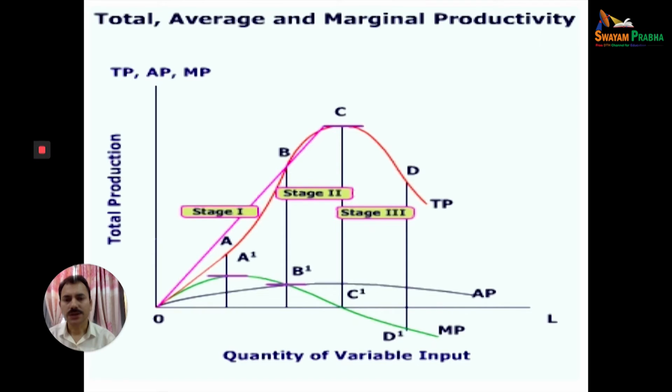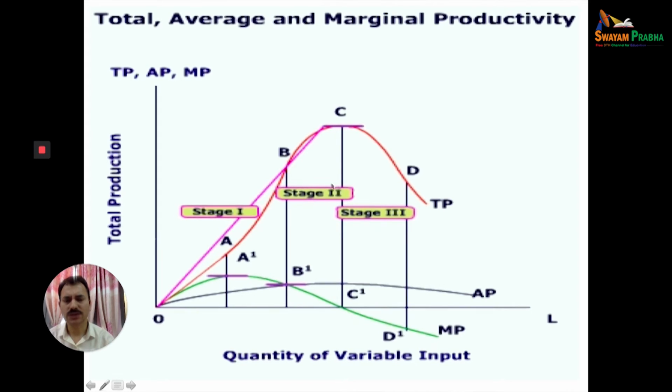So see here, the output is increasing with the increase of input, up to here at an increasing rate. Point A1 is where MP is maximum. Up to B, this is the first stage. And from here to here, this is the second stage. We'll discuss the graph in detail in the next step. And after this, this is the third stage.